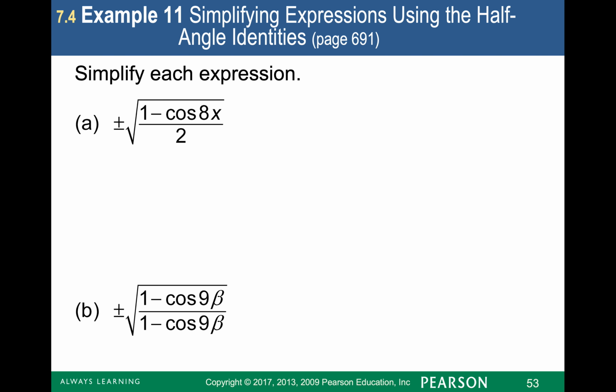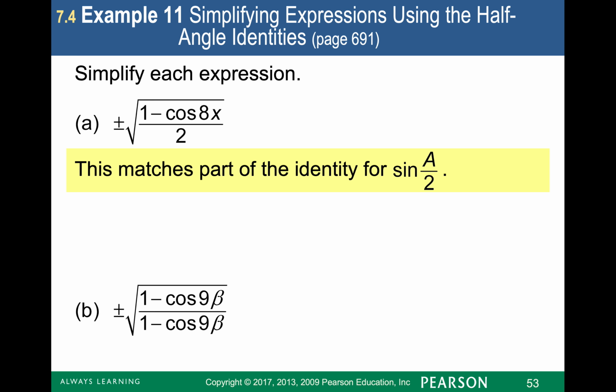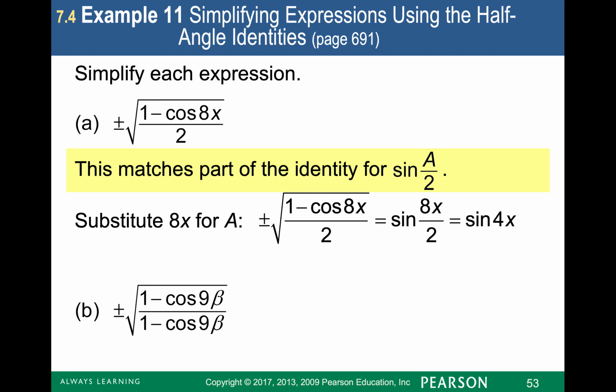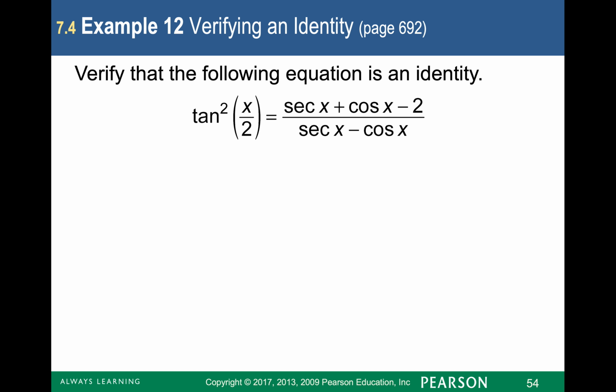Now I can work this in reverse. If I want to simplify each expression, I just need to identify what half angle identity is in play here. This formula matches the formula for sine of a over 2. So I'm going to substitute 8 over x for a, and I'm going to get that this is sine 4x. In the second one, this is going to be the identity for tangent of a over 2. I'm going to replace a with that 9 beta, and I'm going to get tangent of 9 beta over 2. Now, I wouldn't do 4.5 beta here because we like to have things in fractions as much as possible.